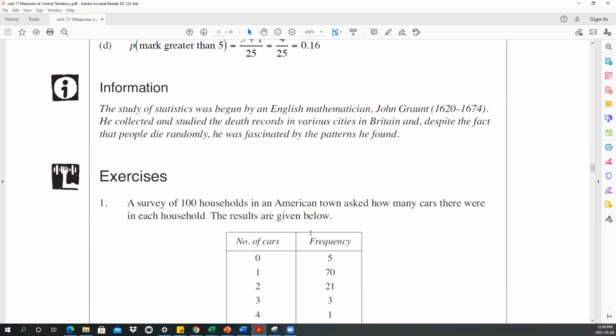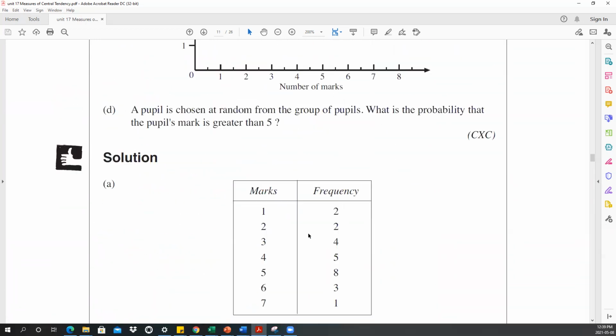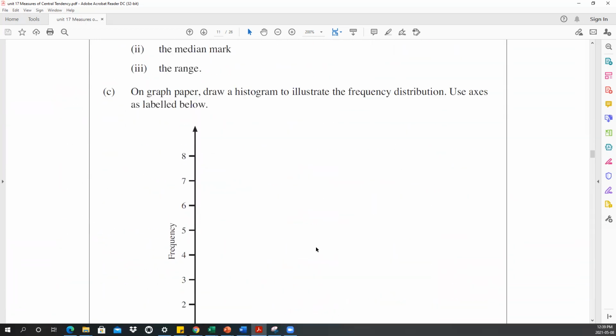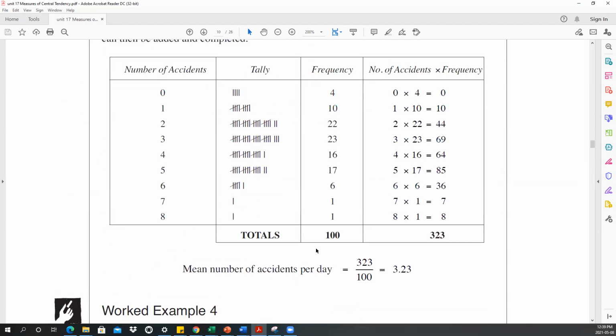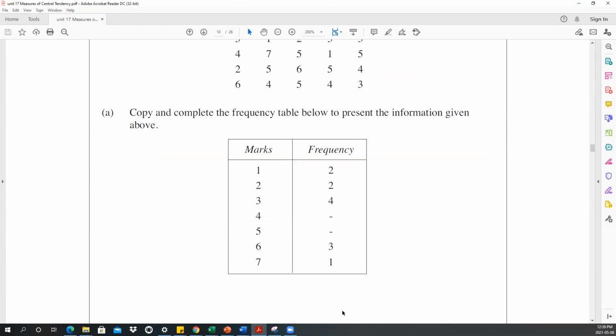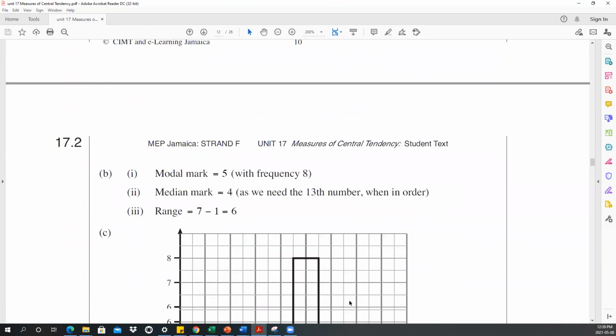Let me make sure. Yes, so you do the same. So you have the number of cars, and you have the frequency. You just multiply them out and divide. And that's where you get the answer.